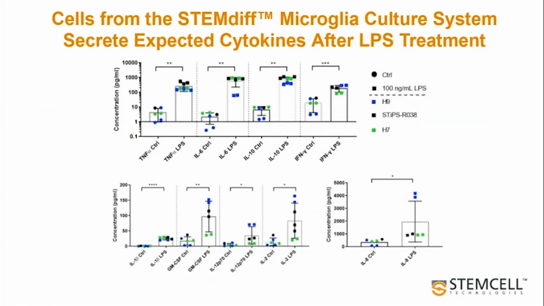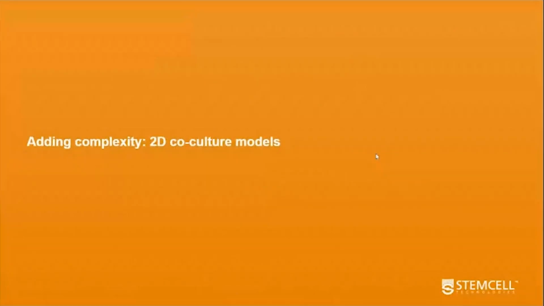We also treated these microglia with LPS and found the secretion of expected cytokines, as shown in this figure. Now we are able to generate neurons and glia from PSC with our products. Next, I will introduce how to combine these cells together for disease modeling.